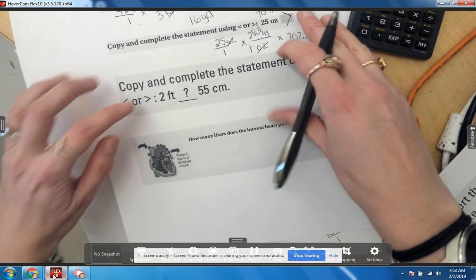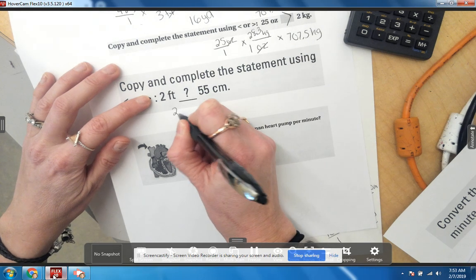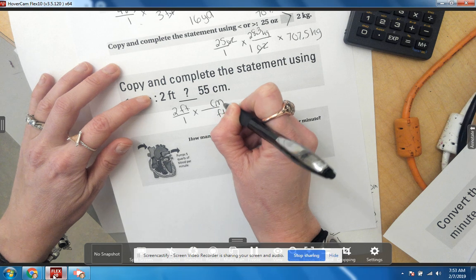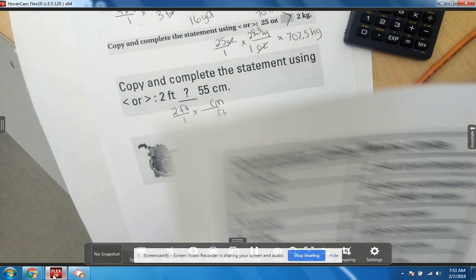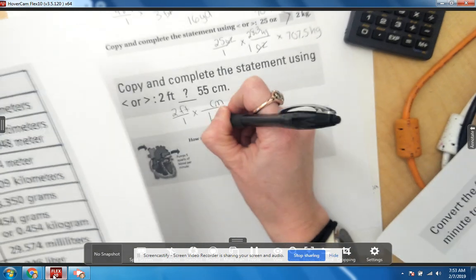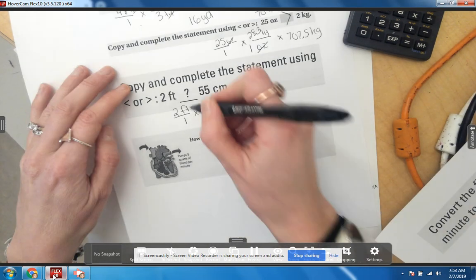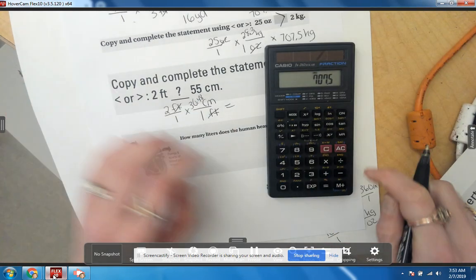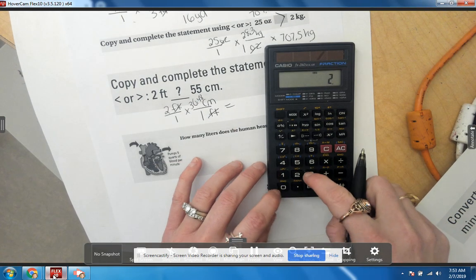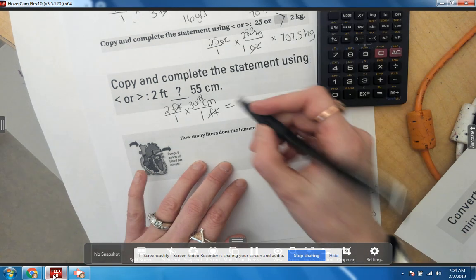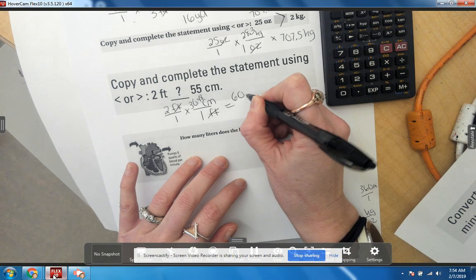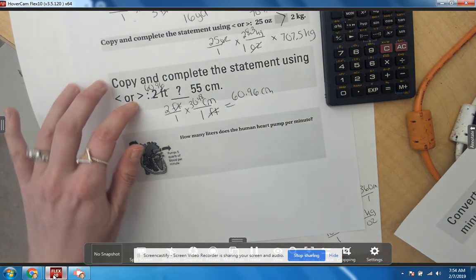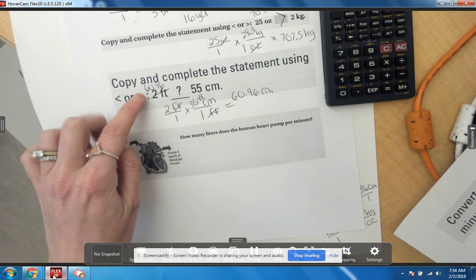Okay, let's try this one together. We want to go from feet to centimeters. So I'm going to do 2 feet over 1, and then I'm going to put feet on the bottom to get rid of it, centimeters on the top. I'm looking at my chart. It says 1 foot, so 1 next to feet, equals 30.48 centimeters. Feet are going to cross cancel. I'm going to multiply this out on my calculator. So 2 times 30.48 equals 60.96 centimeters. And they want to figure out which one's bigger. They're both centimeters now, so it's just the one with the bigger number.